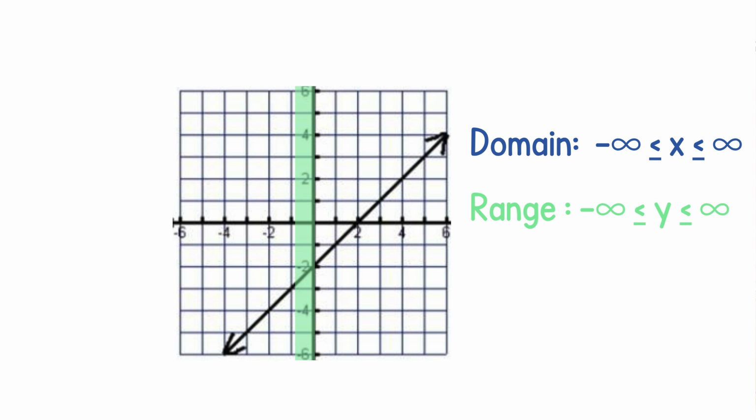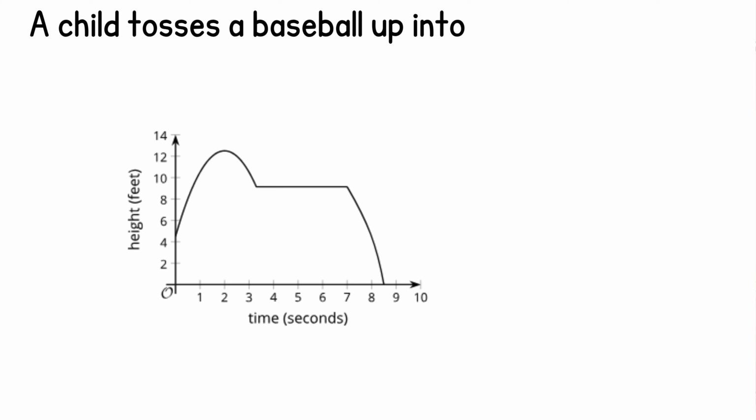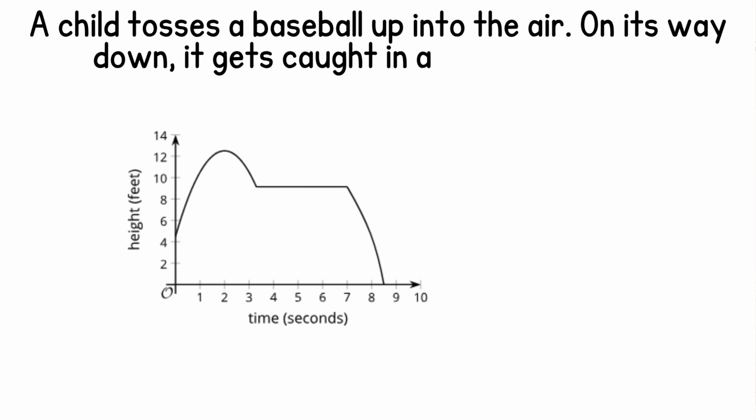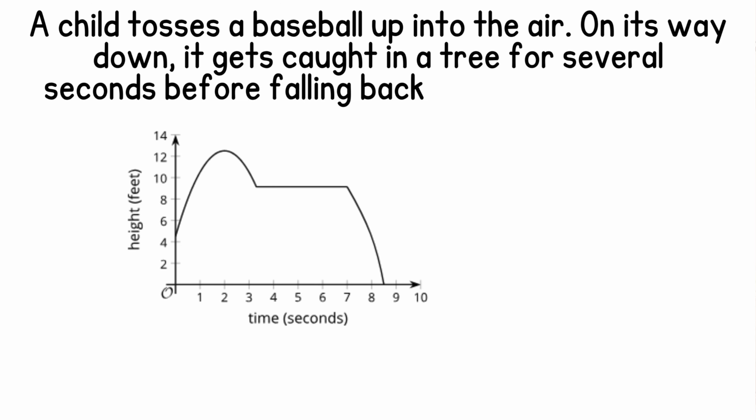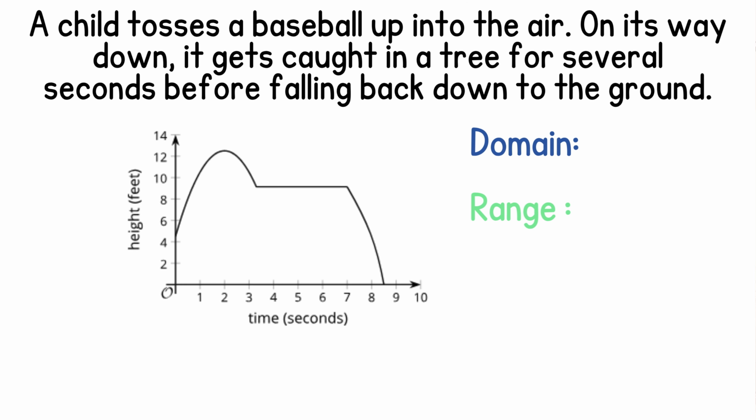Now let's look at some examples now that we know a little bit more about domain and range. A child tosses a baseball up into the air. On the way down, it gets caught in a tree for several seconds before falling back down to the ground. We're going to find the domain and range of this function. For the domain, we'll look at all of the x values included in this graph. We can see the smallest x value is 0, and the biggest is 8.5. So our domain will be all values between 0 and 8.5.